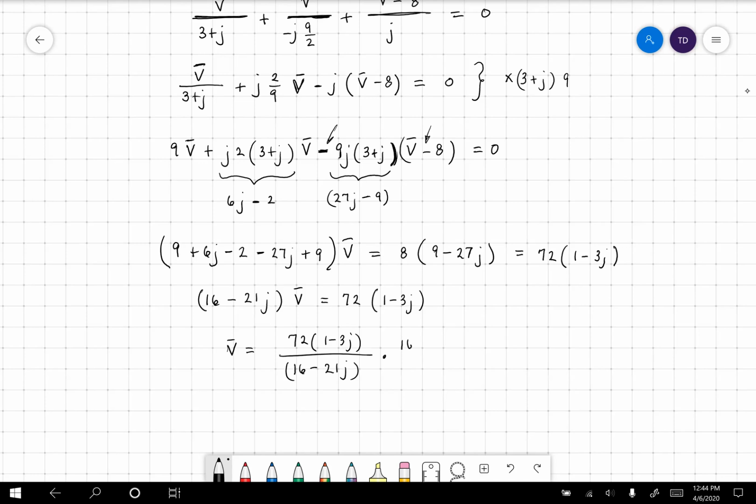We would do this, 16 plus 21j over 16 plus 21j. And that's going to give us, here's my 72. In the denominator, I'm going to end up with 16 squared plus 21 squared. And then now I have to figure out what I get when I multiply these numerators. So let's see if we can get this carefully. 1 times 16 is 16 plus 21j, minus 3j times 16 is minus 48j, and then I have minus 3 times 21 minus 63. J squared is negative, so that's positive 63.